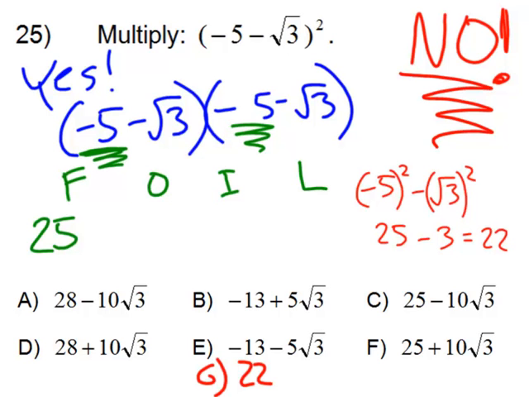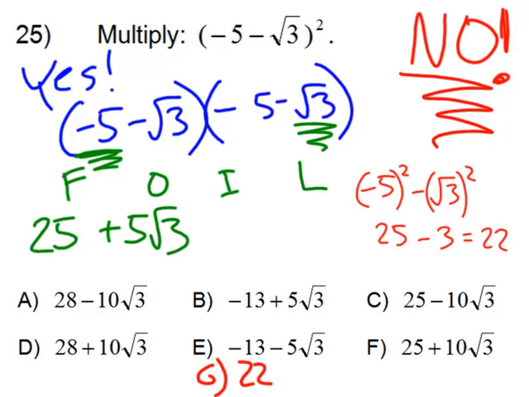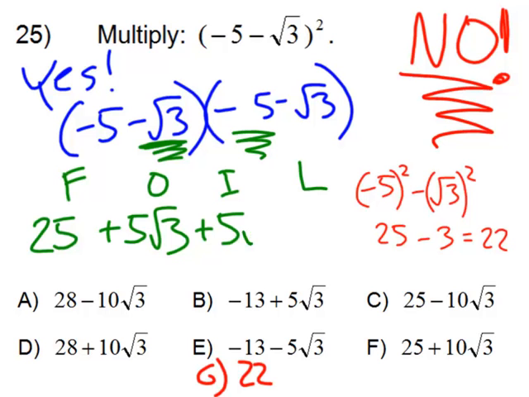Outer terms. O is for outer in FOIL. So here's an outer term. Here's an outer term. So -5 times -√3 is going to give us positive 5√3. I is for inner. So once again, we have a -√3 and a -5. So similarly, plus another 5√3. And finally, L is for last. The last terms in each binomial. -√3 times -√3 would be positive √9, which gives us positive 3.